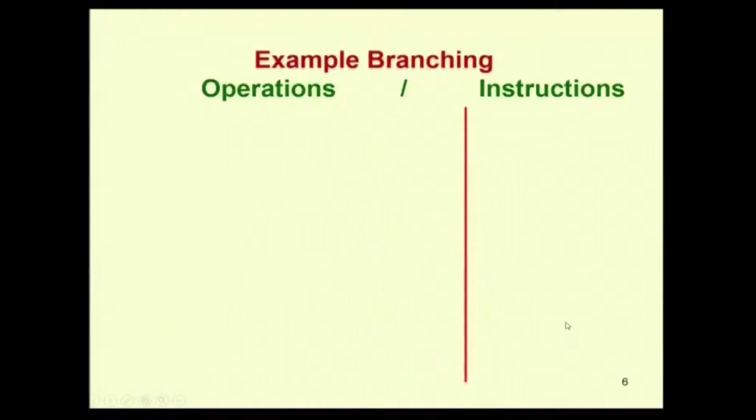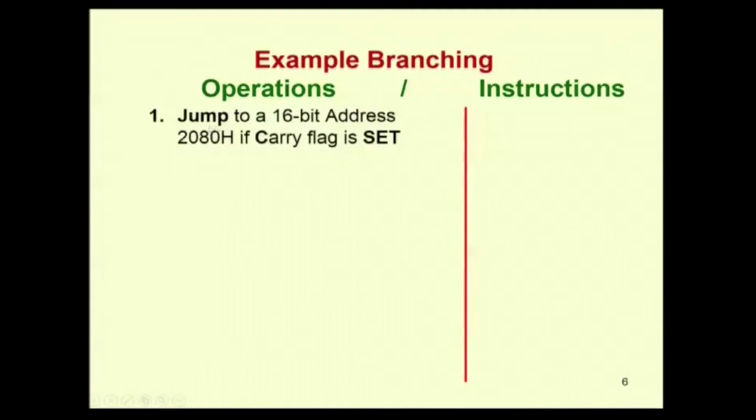Now we will see a few examples of the jump instruction. The first example: you want to jump to a memory location whose number, in hexadecimal format, is 208H, where H means hexadecimal. And you have to jump only if the carry flag is set.